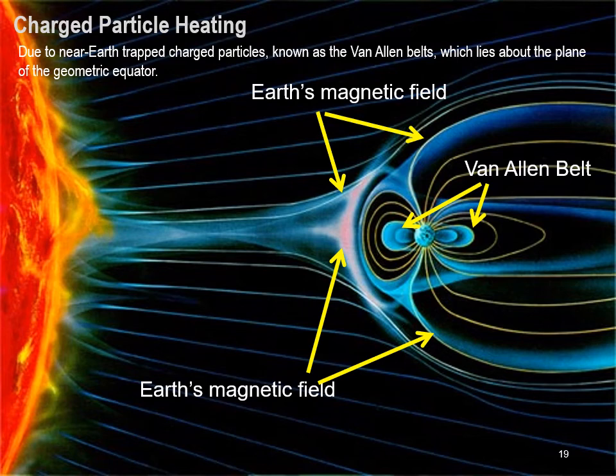For example, in the Van Allen belt region, there are several trapped charged particles which can modify the temperature of the satellite.